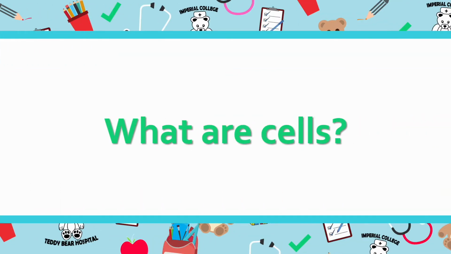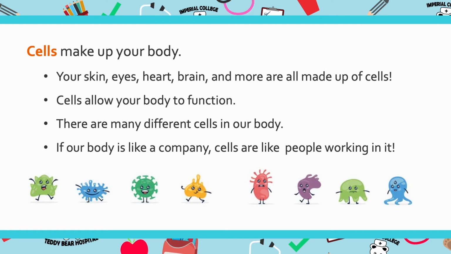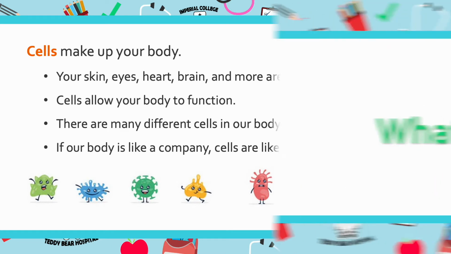So, what are cells? Cells make up your body. Your skin, eyes, heart, brain, and more are all made of cells, and they allow your body to function. There are many different cells in our body, such as our red blood cells, which give us oxygen. If our body is like a company, cells are like the people working in it.